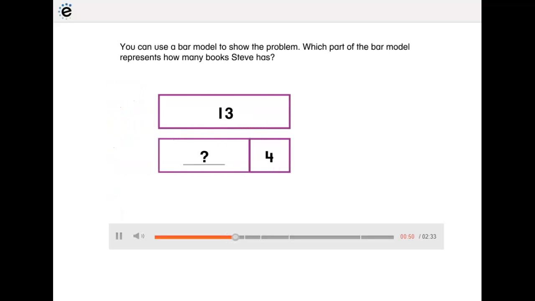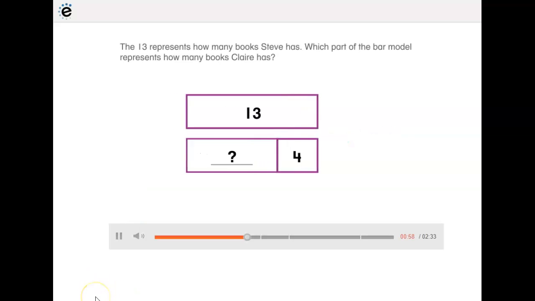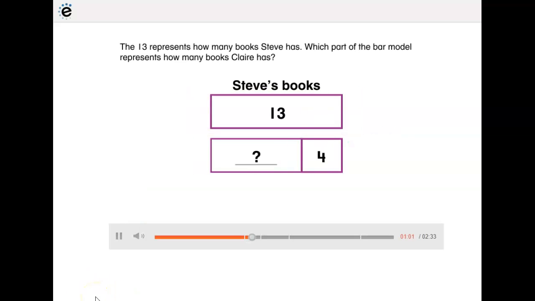You can use a bar model to show the problem. Which part of the bar model represents how many books Steve has? Select your answer. So now, it told us right before that Steve had 13 books total. So in the bar model, we would choose 13. Select your answer. The 13 represents how many books Steve has.